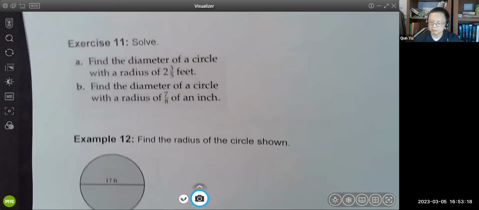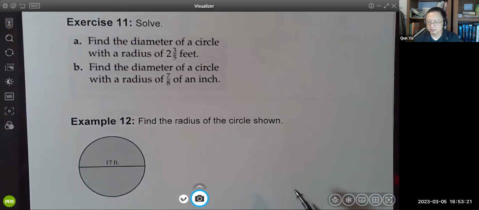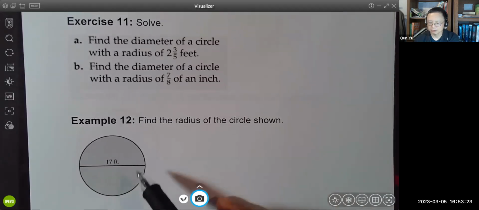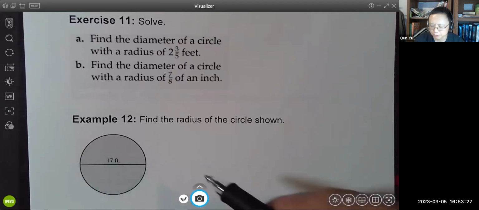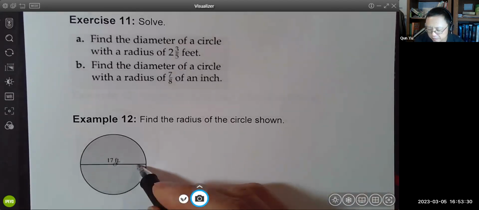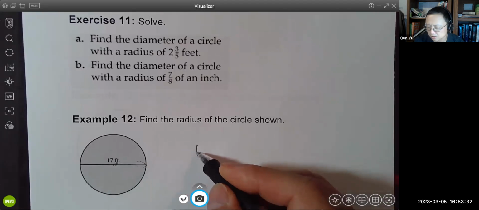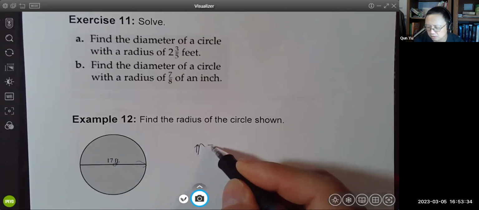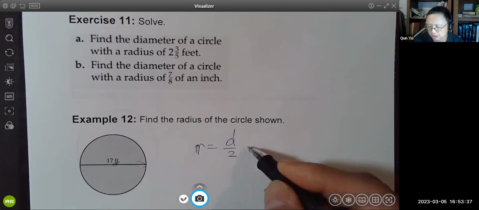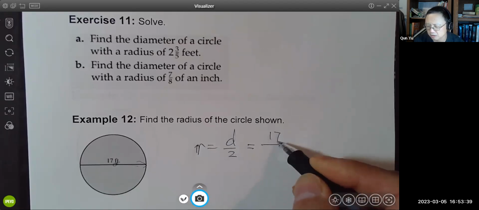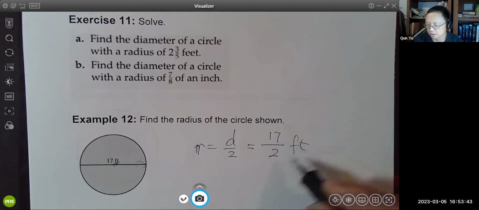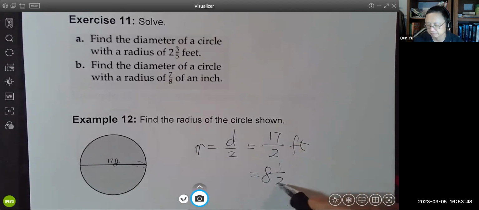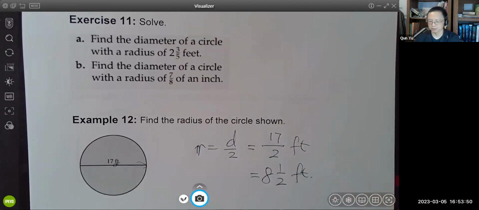Now, example number 12. Find the radius of the circle shown below. In this case, it's just the opposite, right? We are given the diameter, we're looking for the radius. Since radius is half of diameter, the radius equals diameter divided by 2. Half of it, so 17 over 2. This is in feet, but we want to convert it to a mixed number. 17 divided by 2 is 8½ feet. That's the radius.